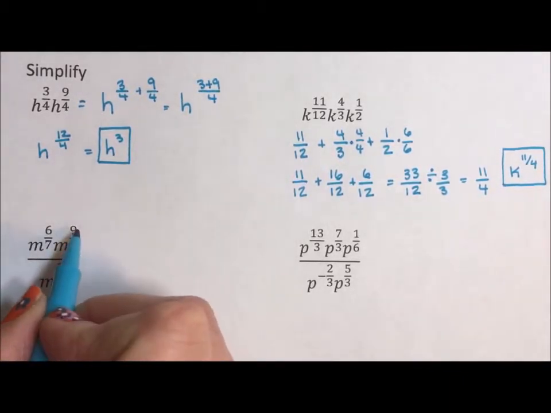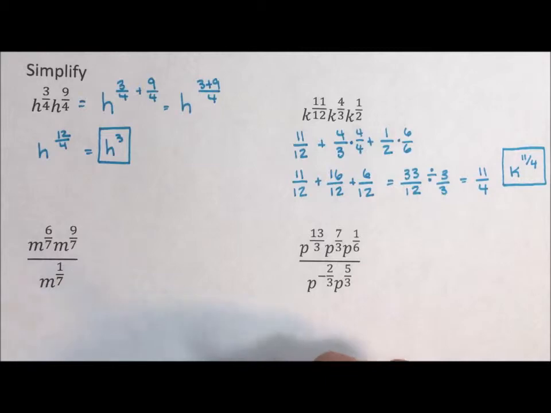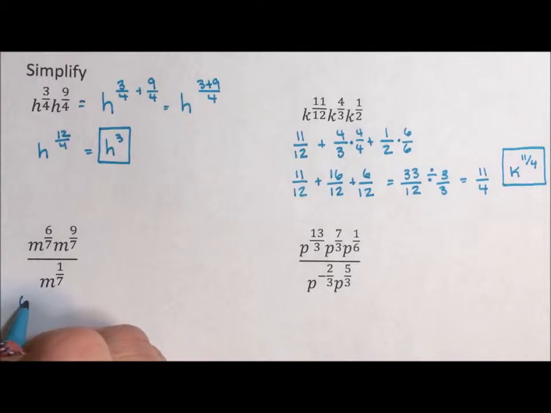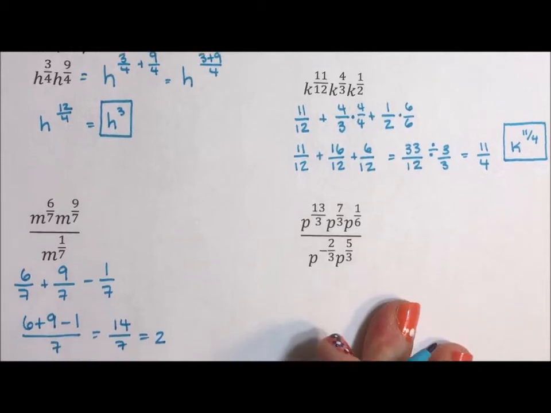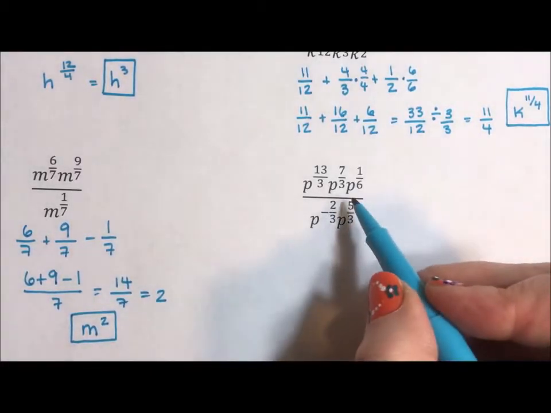Okay, so for this one, I add the exponents when you multiply the bases. I subtract when I divide the bases. I'm going to do what I did here. I have 6 over 7 plus 9 over 7 minus 1 over 7. So this is really 6 plus 9 minus 1. So 6 plus 9 is 15 minus 1 is 14. So I have m squared as my final answer.